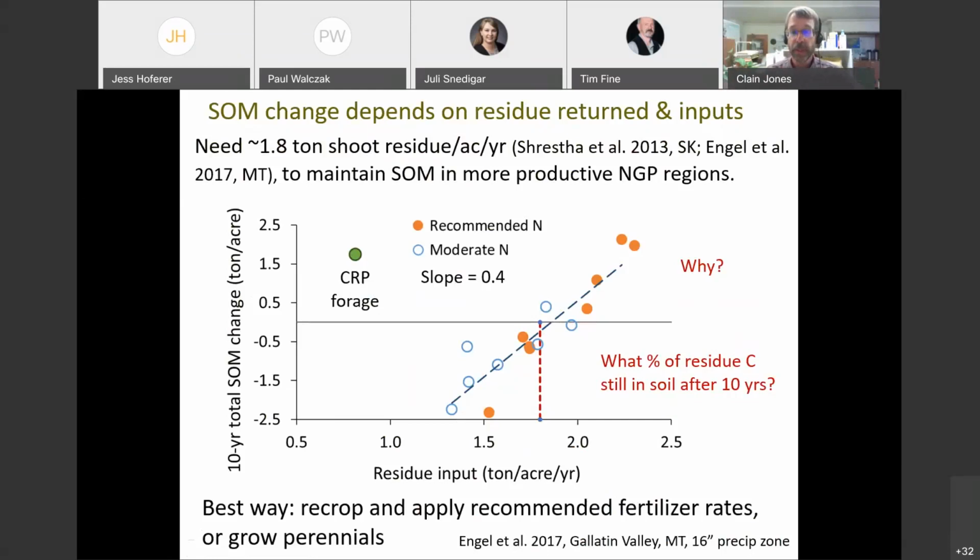So the best way to build soil organic matter would be either to recrop, also apply recommended rates. So the recommended rates, notice they generally produce higher soil organic matter, but not always, or by growing perennials. Notice how the perennial system, the CRP forage system, also grew soil organic matter.